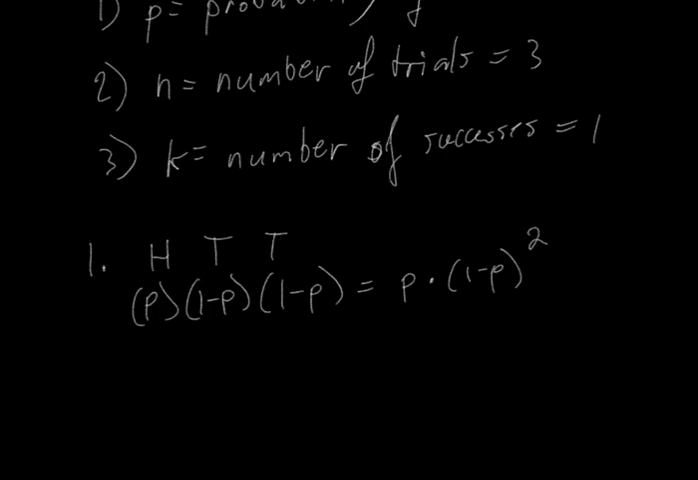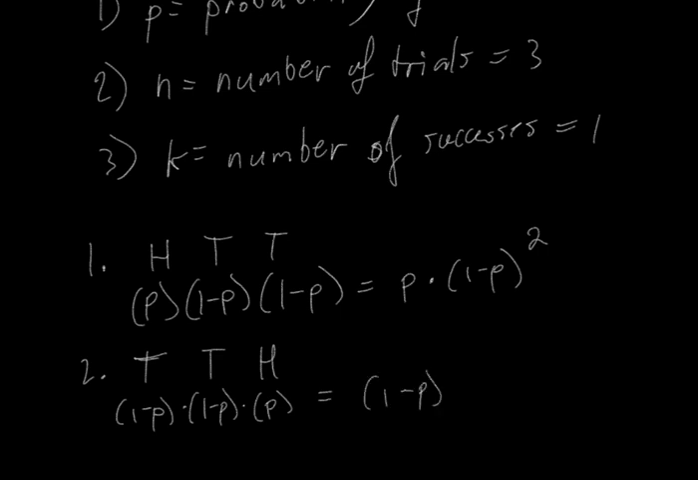What's another example of a configuration we could have? So another example would be getting 2 tails followed by a head. So what would the probability of this particular configuration look like? It would look like 1 minus P times 1 minus P times P, which is equal to 1 minus P squared times P.